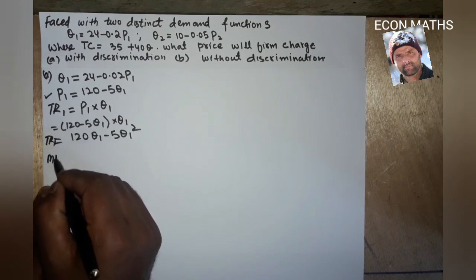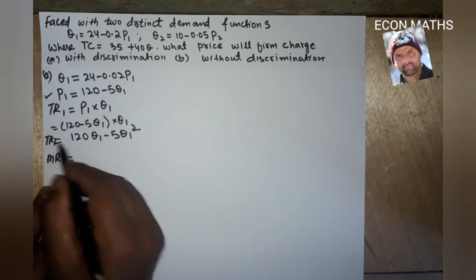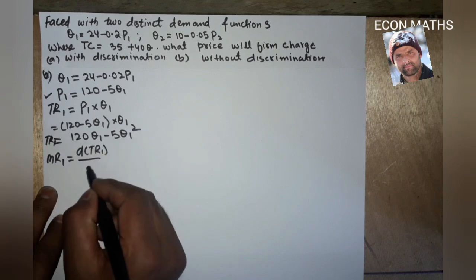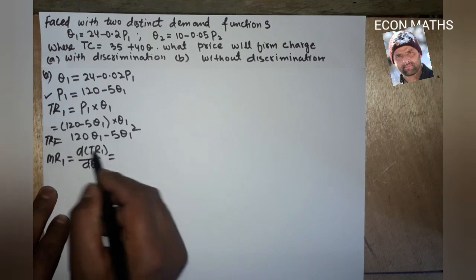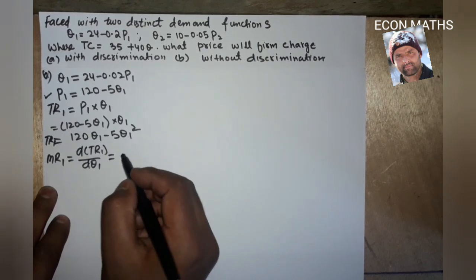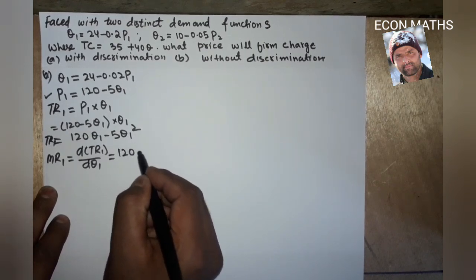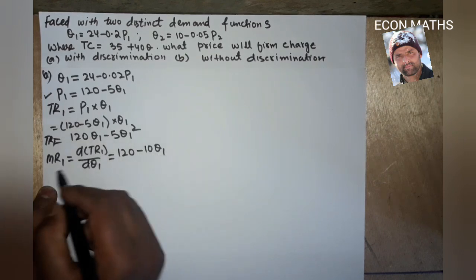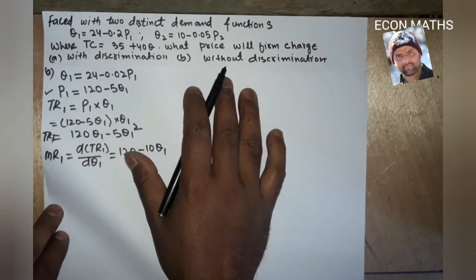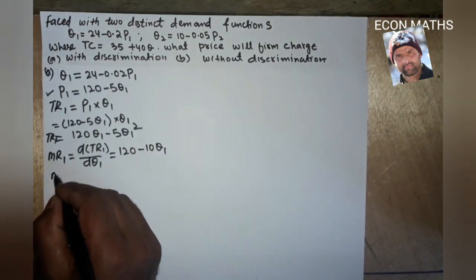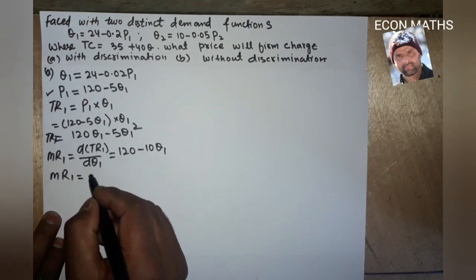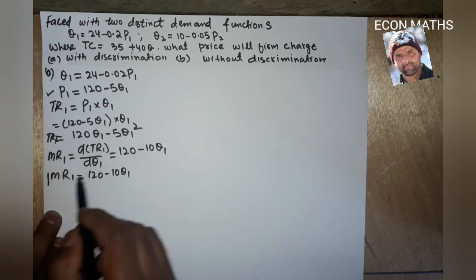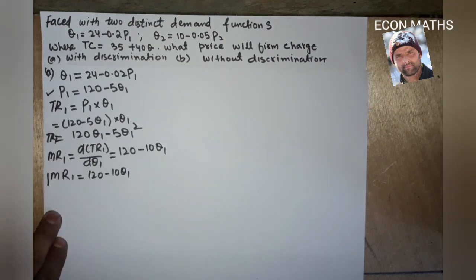Therefore, marginal revenue for the first market is equal to the first derivative of total revenue, that is dTR1 over dQ1, that is equal to, the derivative of 120 Q1 is 120, minus 2 5s are 10 Q1. So this is our marginal revenue for the first market, that is 120 minus 10 Q1. Now, total cost is given.